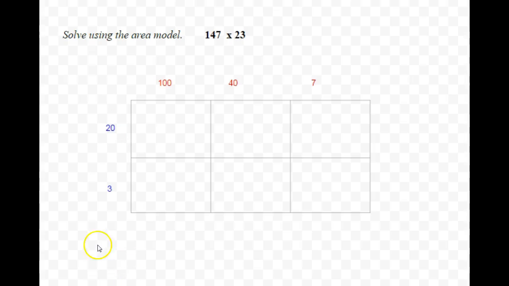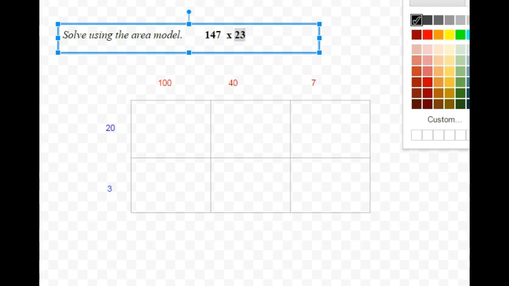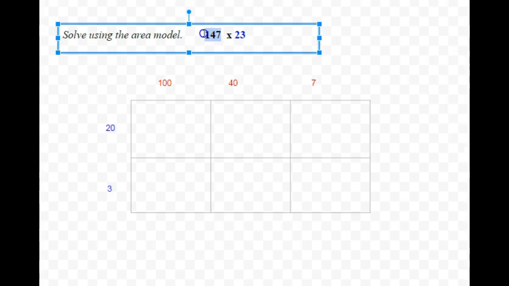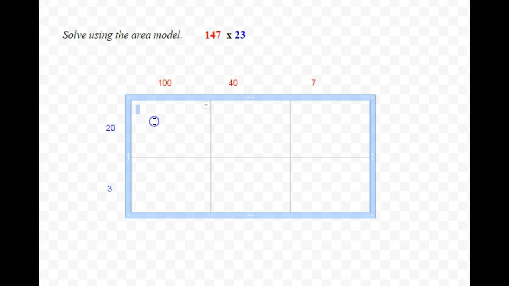I took a quick break, and I went and changed the numbers and changed the colors of the numbers. I just want you to see that, just to make it more clear for you. Changing the colors might help. So we've split up the 147 and the 23. So when we split up the 147, we are able to then multiply the numbers here.